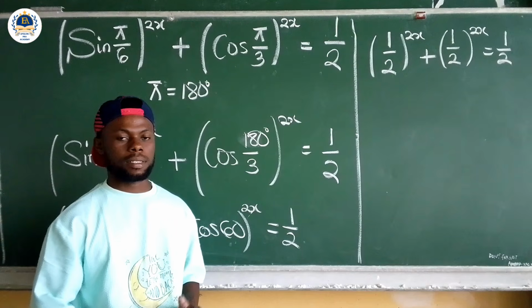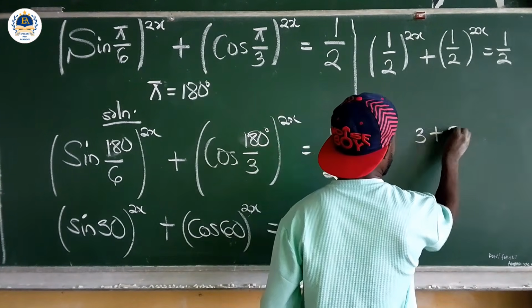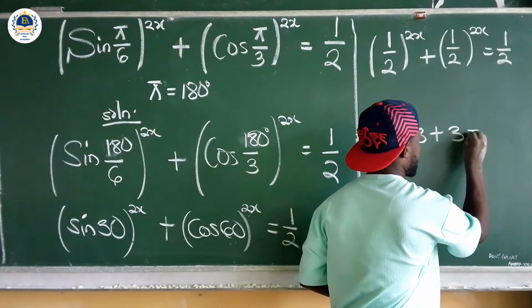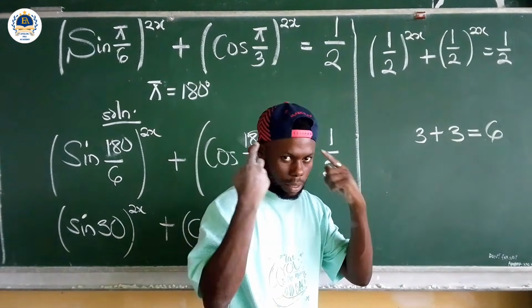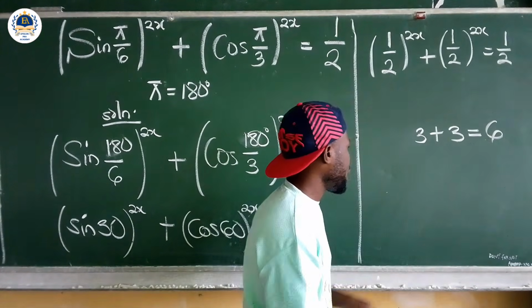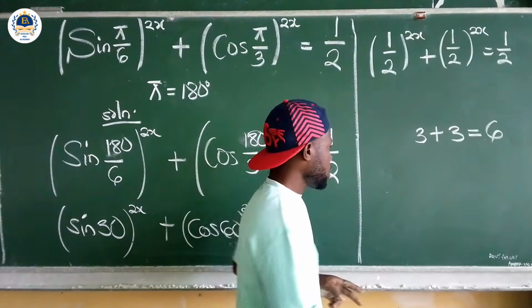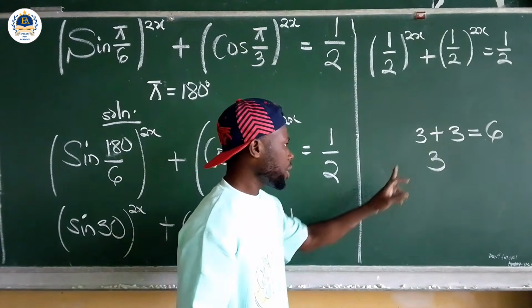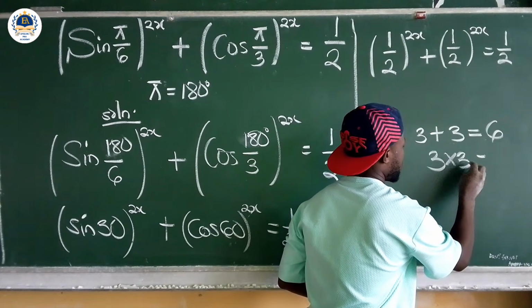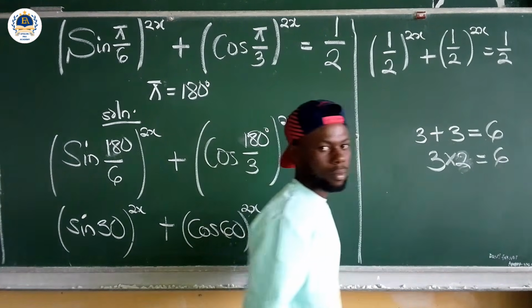Again, let us consider a scenario where we have 3 plus 3. 3 plus 3 is going to give you 6. Or we can say that since the number here is 3, and because the 3 appears twice, we can write 2 times 3, so this also gives 6.